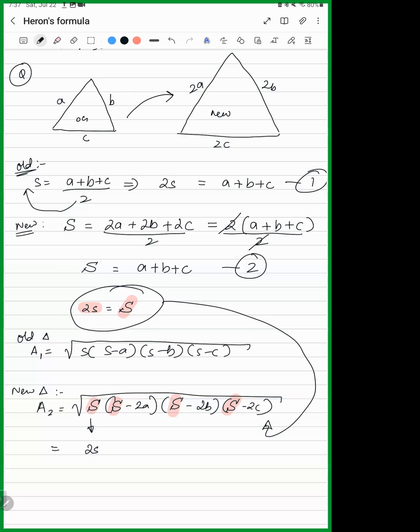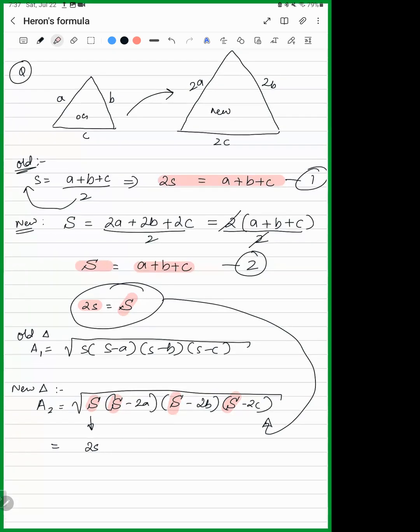So again, the three sides are what? 2A plus 2B plus 2C divided by 2. Now we take 2 as common. We cancel that 2. It becomes A plus B plus C. But it turns out that actually A plus B plus C was equal to 2s. So here also A plus B plus C is equal to S. So that means 2s equals S, right?